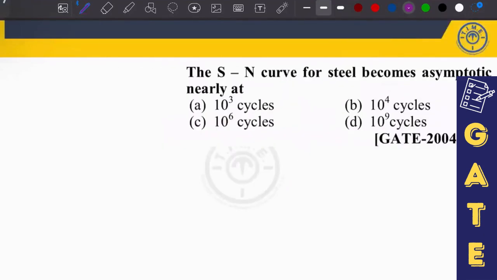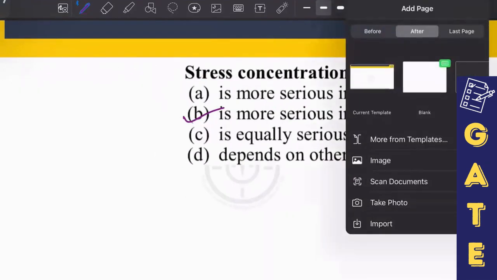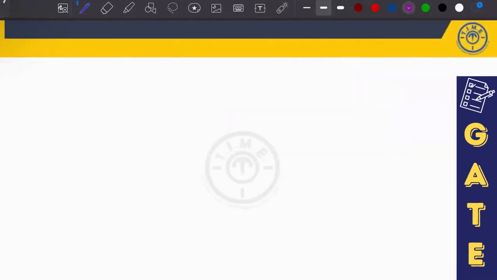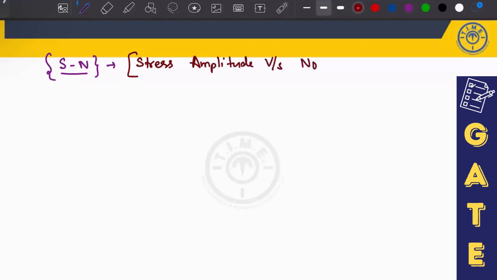Now, let's move to the SN curve. There are some problems. If you see, last year also they asked a question based on the SN diagram. SN diagram means stress amplitude versus number of cycles. Stress amplitude versus number of cycles curve for mild steel.